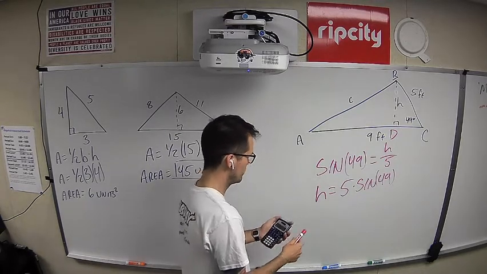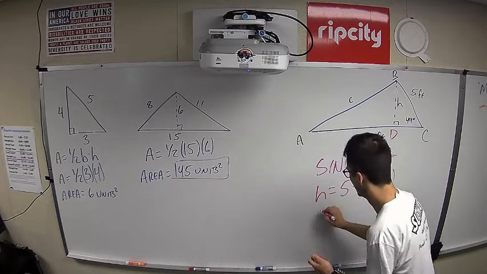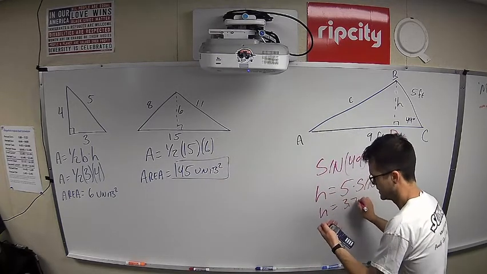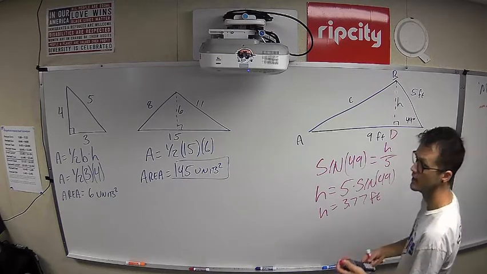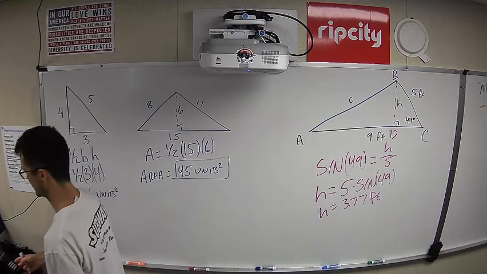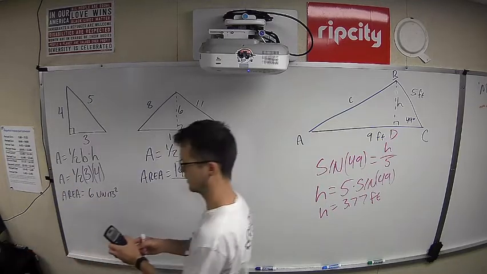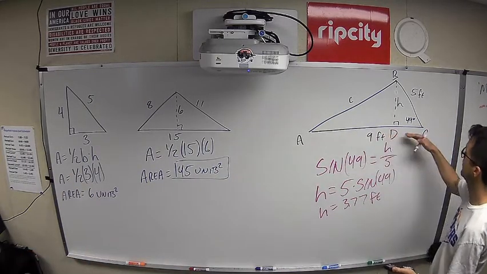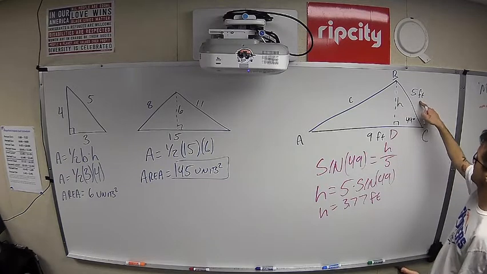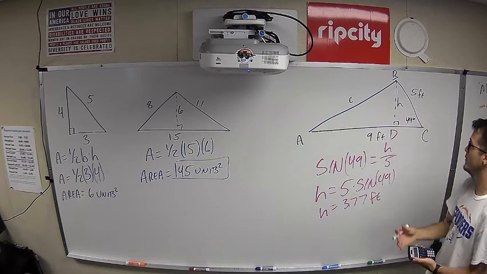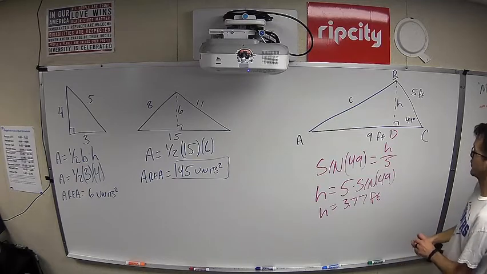And I learn that this height here is 3.77. And we're talking feet. So 3.77 feet. Let's look at our picture, make sure that stuff makes sense to us. We have a 9-foot base. We have a 5-foot hypotenuse here for the small triangle. So the height must be smaller than this. It's about 4. Yeah, that makes sense to me. That adds up. Okay, so now we have our height.